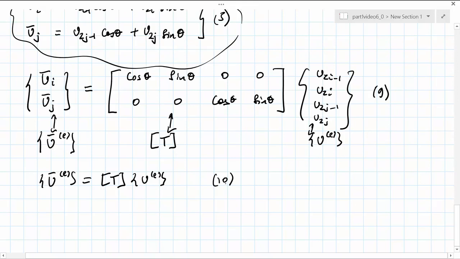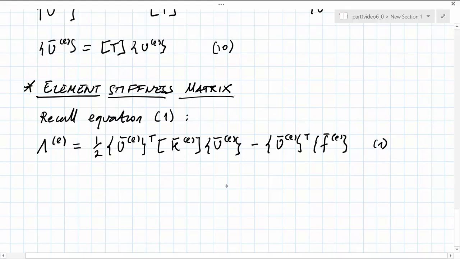T in this expression is called the transformation matrix, and it allows us to move from one coordinate system to another. For the element stiffness matrix in global coordinates, we now need to use our transformed version of U bar E in equation 1. So all we need to do then is to substitute for U bar E in all of the terms in this equation.